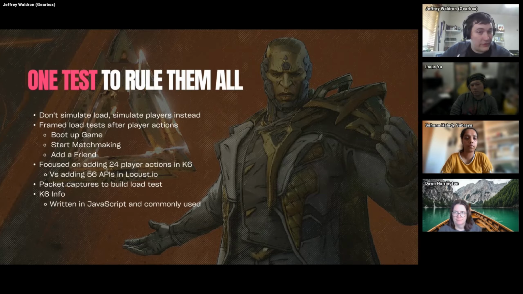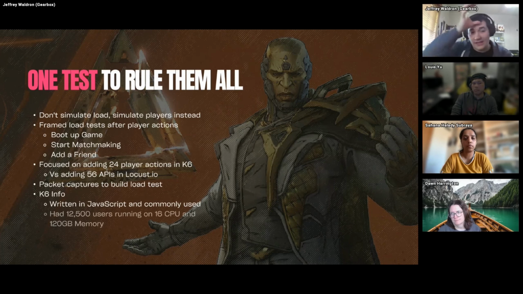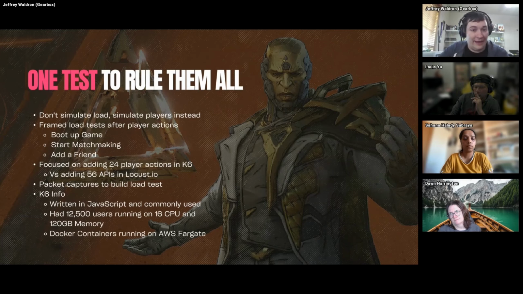K6 was the framework we used. It's written in JavaScript, and it's very common. There are a lot of big customers that use K6, and we wanted something that was tried and true and battle tested. To give you an idea, when we created one load test to rule them all, we were able to simulate 12,500 users on a single container. If you're not sure what 16 CPU means in this context, that's because we use AWS Fargate, and that's the metrics that it used as well. So if you use Amazon, that'll give you an idea on how many users we were able to simulate.